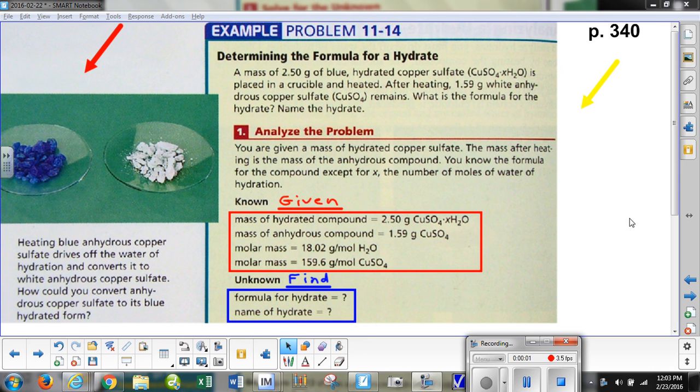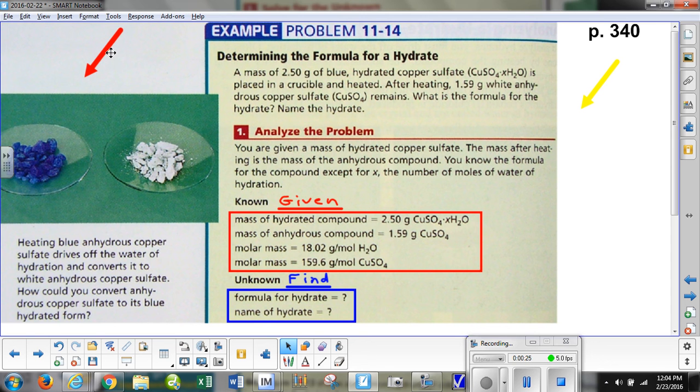I am hoping that this video will help you in doing formula of a hydrate calculations. So I decided to go right to the practice problem, and it's pretty good, except it has a few terms that might throw you, so that's why I'm doing the video. So turn to page 340 and let's get started.